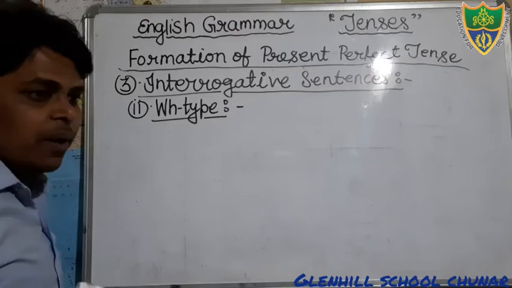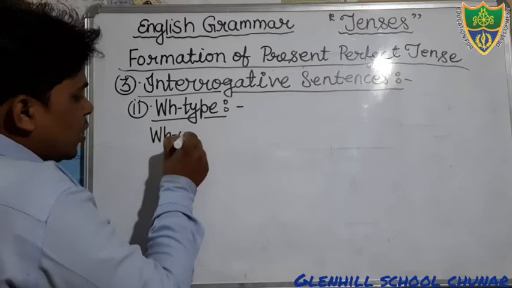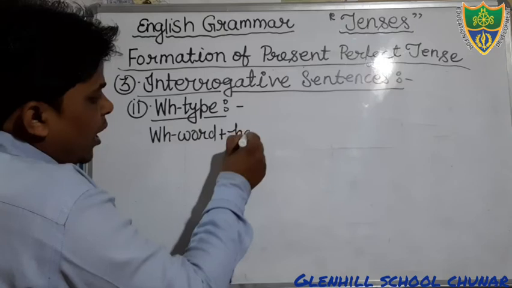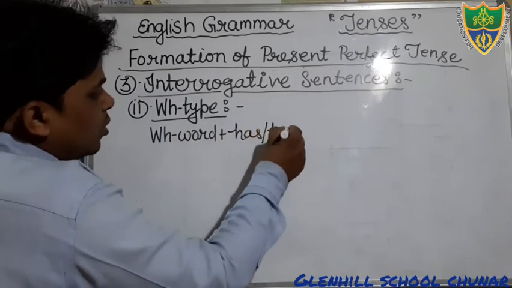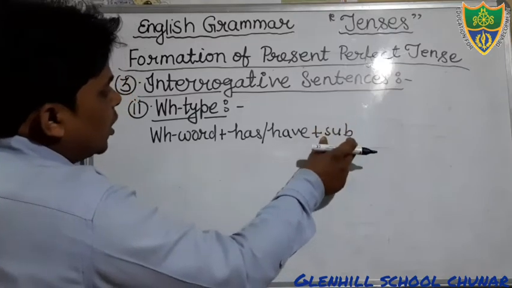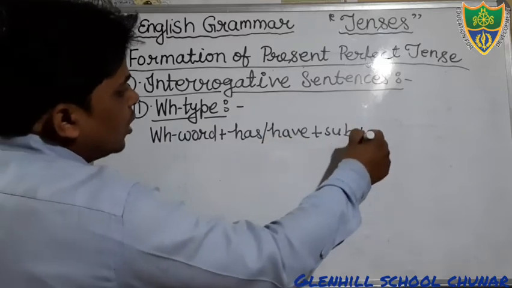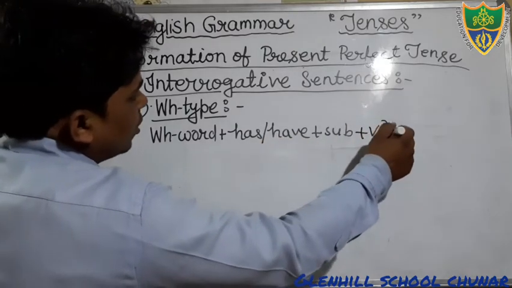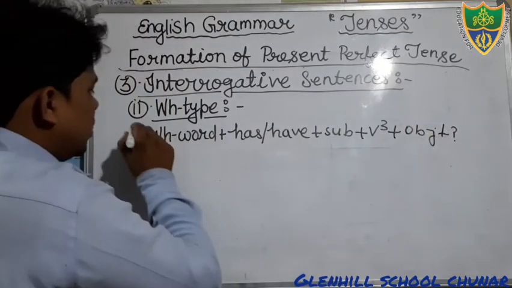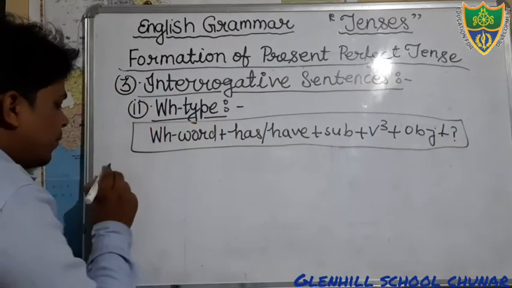Okay, WH type always starts with a WH word. So you will mention a WH word at the beginning of the sentence. Then after that you will use has or have according to the subject, then you will use the subject. If your subject is singular you will use has. If your subject is plural you will use have. Then the third form of the verb, then the object, then the question mark. This is your structure of the WH type interrogative sentence of present perfect tense.